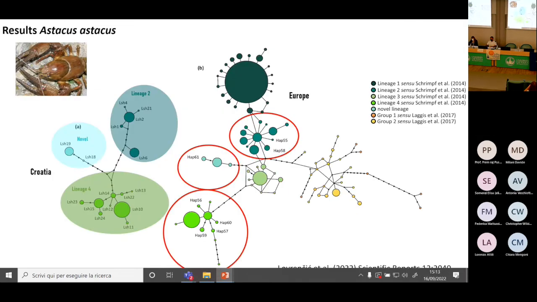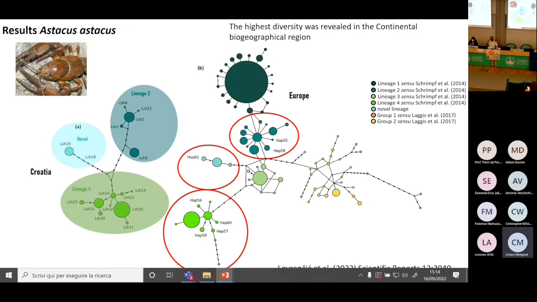Then we come to Astacus astacus, or the noble crayfish. Within Europe, there are like 6 lineages described, and on this slide, you can see results for Croatia. As you can see, within Croatia, we have 2 previously described lineages, plus we, in our last study, described or discovered a new one.